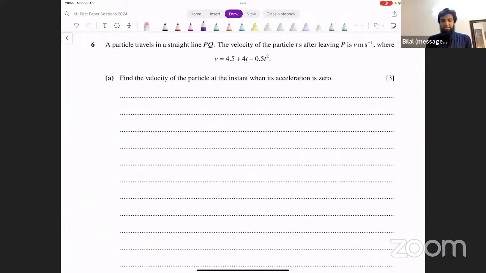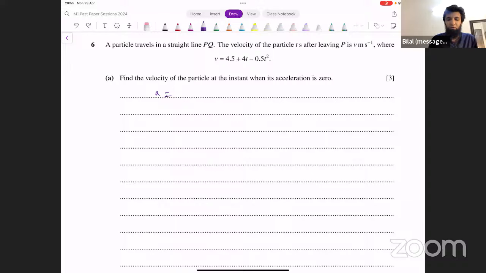Okay, question number 6. It says a particle travels in a straight line PQ. The velocity of the particle t seconds after leaving P is v meters per second, where v equals this. Find the velocity of the particle at the instant when its acceleration is 0. Now, how do you go from velocity to acceleration? You have to differentiate this thing, right? In order to go from velocity to acceleration, it's differentiated.